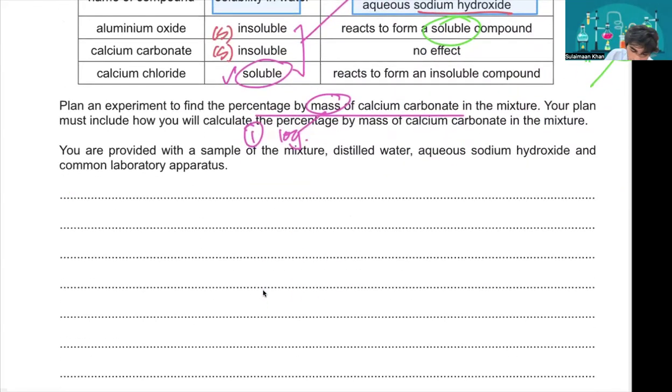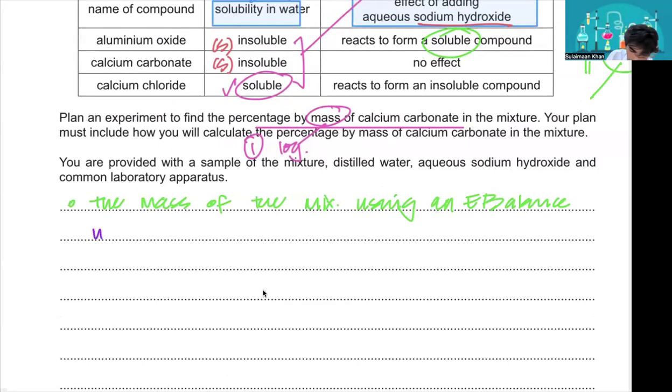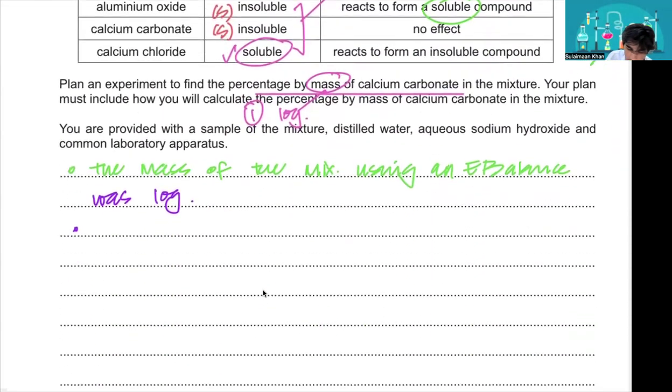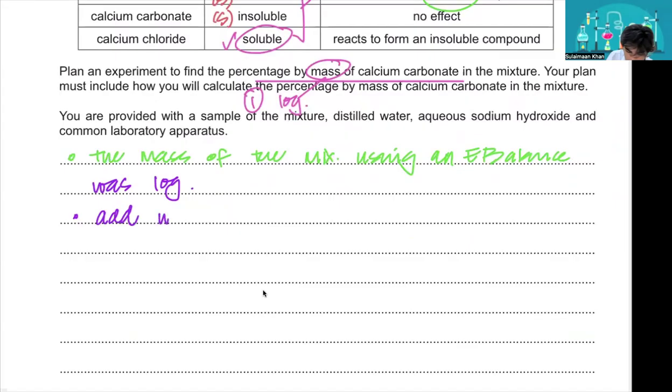So what am I going to do? Determine or find the mass of the mixture. The mass of the mixture was found using an electronic balance, EB, and it was 10 grams. Then what am I going to do? I'm going to add water to it. Add excess water.